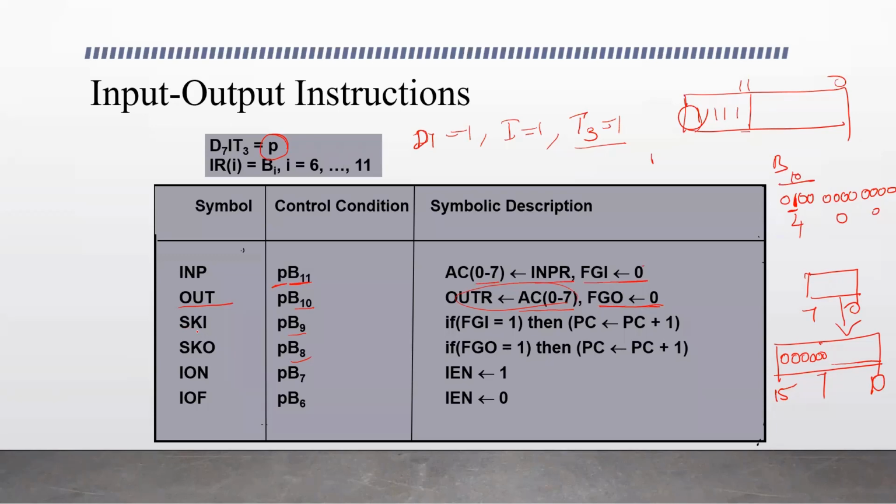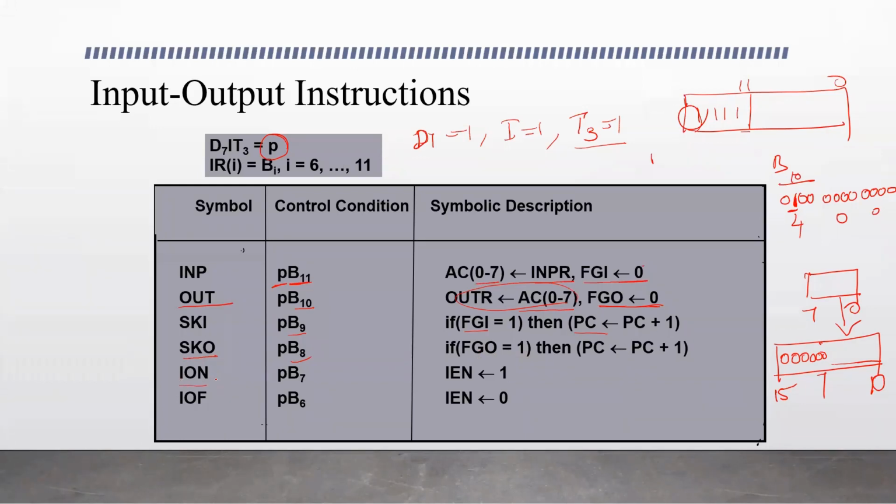SKI is skip on input flag, correct? That skips the next instruction on the input flag. So FGI is checked. If it is 1, then skip the next instruction. We can perform the skipping of the next instruction by incrementing the content of PC, right? PC is PC plus 1. And SKO is skip on output flag. So here the output flag is checked. If it is 1, then PC is incremented.